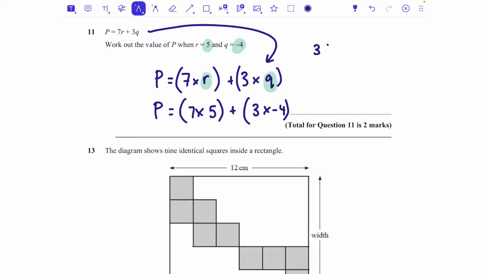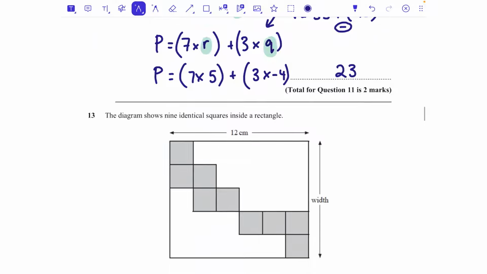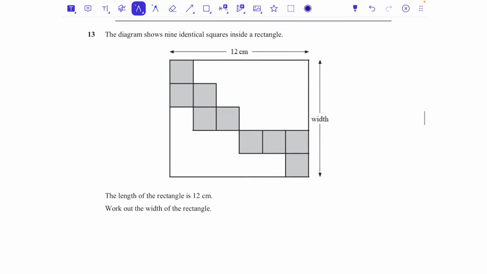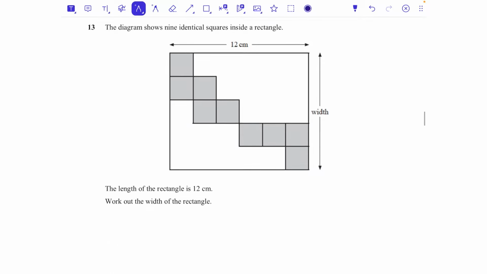Now 7 times 5 is 35 and 3 times minus 4 is minus 12. Now, when you add minus 12, you don't need the brackets there, but if you add minus 12, it's the same as subtracting 12. So 35 take away 12 is 23 as your answer. That topic is substitution with negatives. Again, it comes up a lot. I think I'm doing that question quite a lot when I'm doing papers.